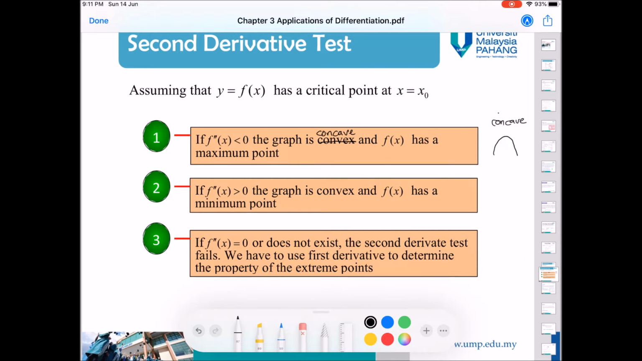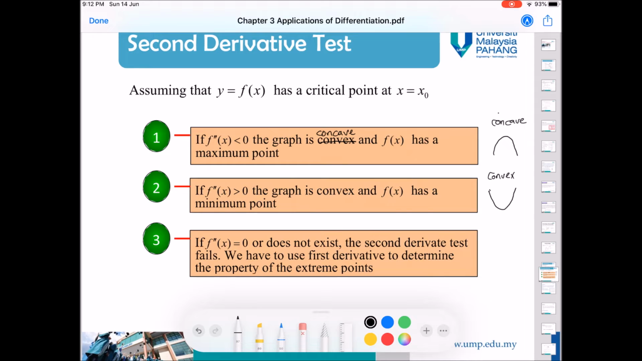Second condition, if f double prime x is greater than 0, meaning you have a positive value, then the graph is convex, and f(x) has a minimum point. So obviously if you have a minimum point, your graph should be like this one.